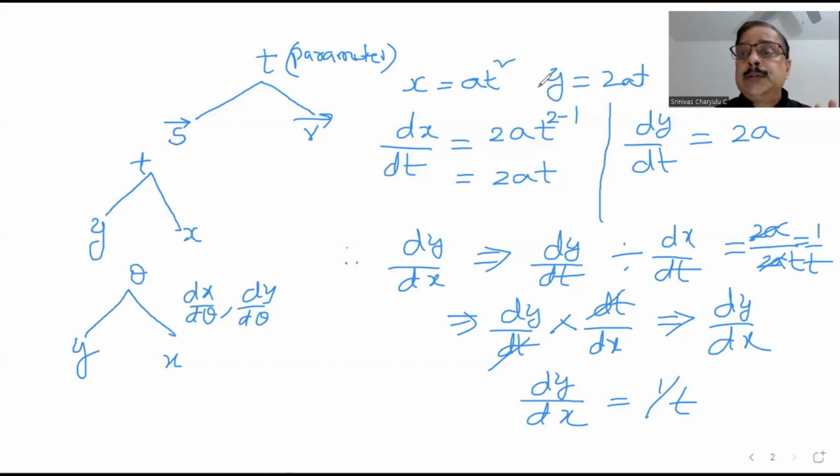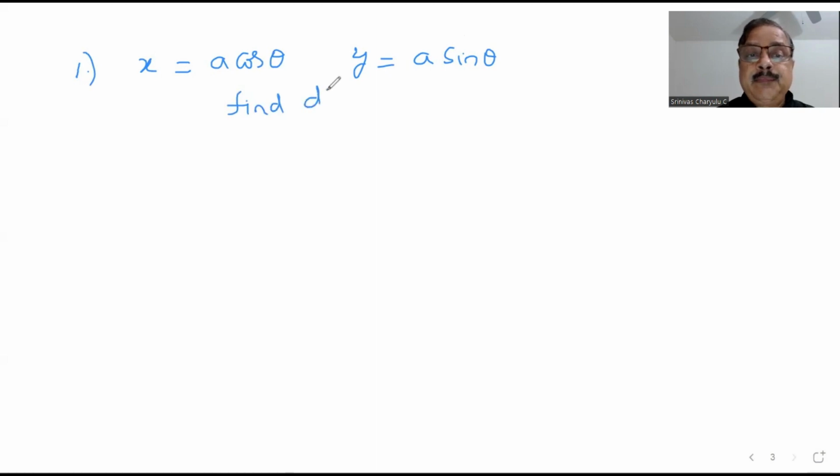By solving one or two sums, we will understand this now. Let us go to the sums. First one: x is equal to a cos theta and y is equal to a sin theta. So this is a sum. We have to find dy by dx. What do we do now? Take x is equal to a cos theta.